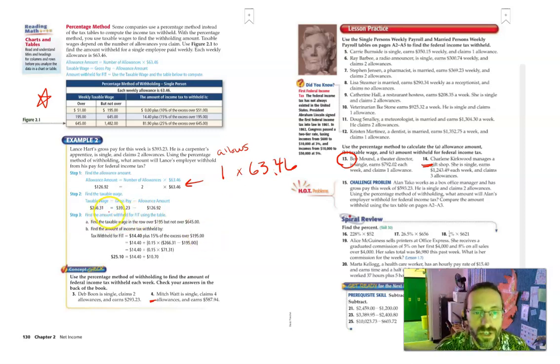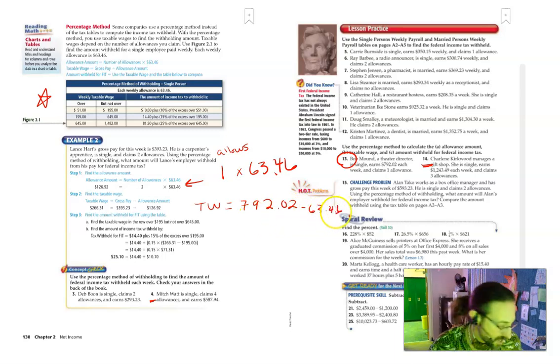Then you take the taxable wage. To find the taxable wage, you take the gross pay, in this case $792.02, minus the 63.46. I have a calculator here, and I'm going to do everything with a calculator. 792.02 minus 63.46, and so the taxable wage each week is $728.56.